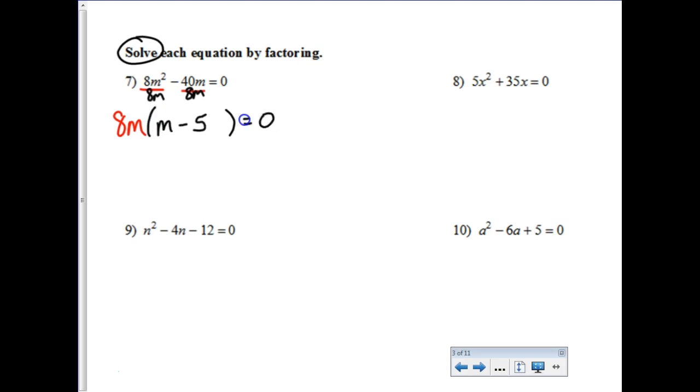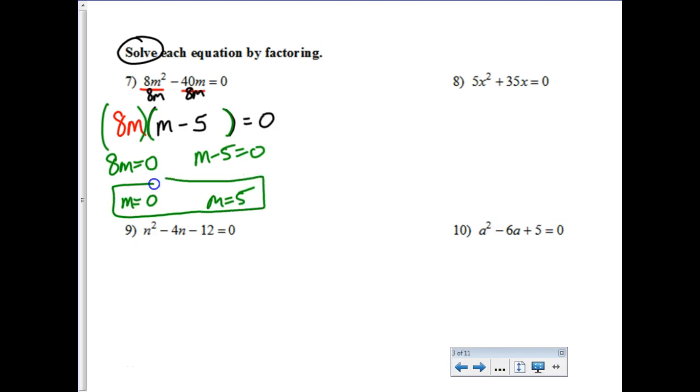Now you haven't actually solved yet. You have a factor right here, and you have a secondary factor right here, and they both have to be set equal to 0. So if 8m equals 0, you get an answer of m equals 0. And if m minus 5 equals 0, you'd add the 5 over and you get m equals 5. So make sure you get both answers here and make sure you're factoring properly.